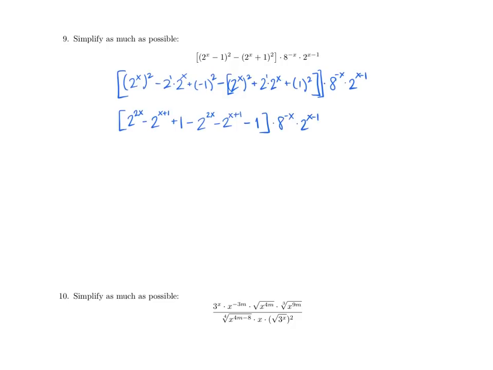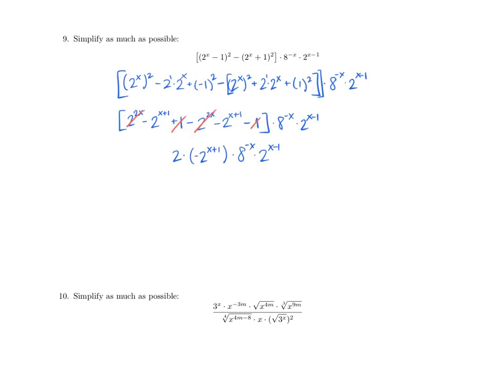All right, let's start looking at how to cancel some things out or combine some things. So I have 2^(2x) minus 2^(2x). These two things cancel right away. I have plus 1 and minus 1. Those two things cancel right away. And so I have minus 2^(x+1) minus 2^(x+1). I know that I have 2 times minus 2^(x+1). And of course, those other two terms are still on there. I haven't touched them at all.